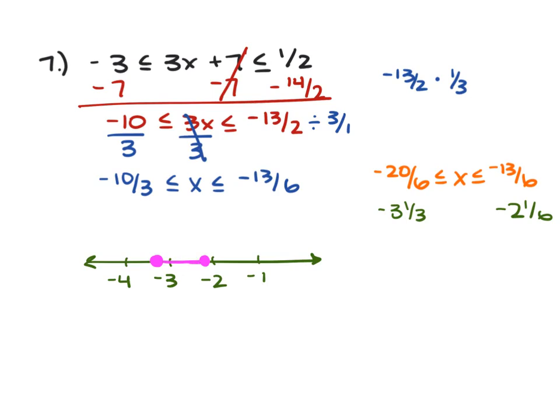It's an "and" statement, so those two go in towards each other. And when I go to write my interval notation, the signs include both of the numbers, so I'm going to have brackets, and then negative 10 over 3, comma, negative 13 over 6 with a closed bracket.